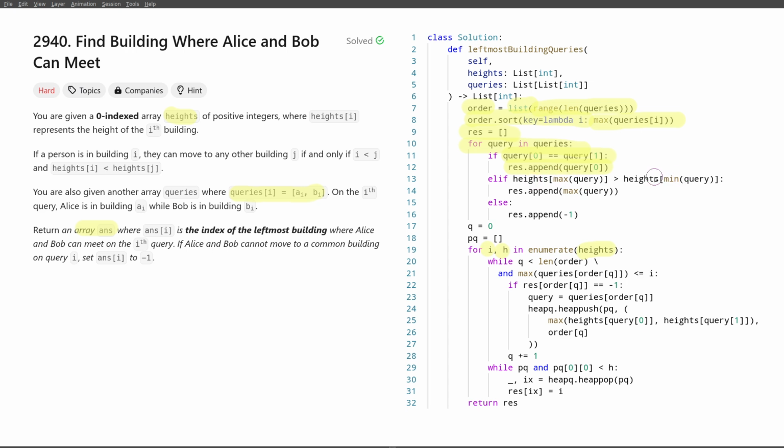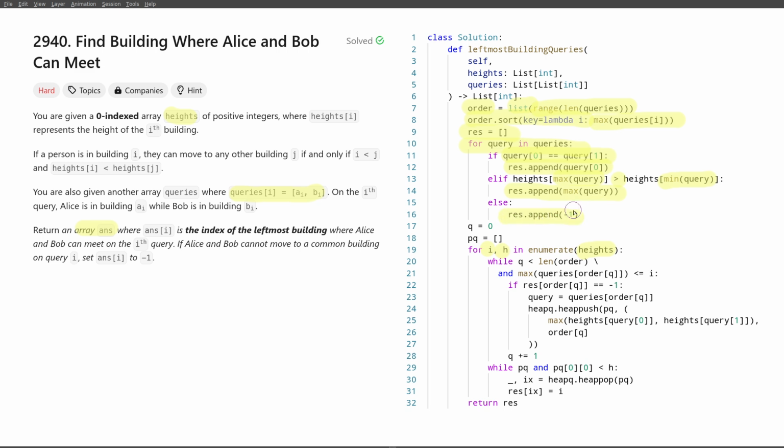If the two buildings are different and their heights are different, and moreover, the left building is smaller than the right building, so min of query is the smaller index, max of query is the higher index of a building. So if the building to the left is smaller than the building to the right, the answer is certainly the building to the right. Because the person in the bigger building doesn't have to move at all. The person in the smaller building can move into their building because their building original is smaller. And it's impossible to get anything better because the answer has to be at least max of query.